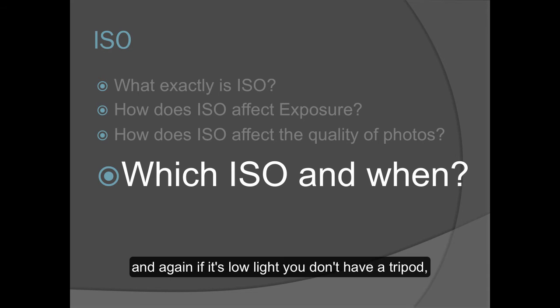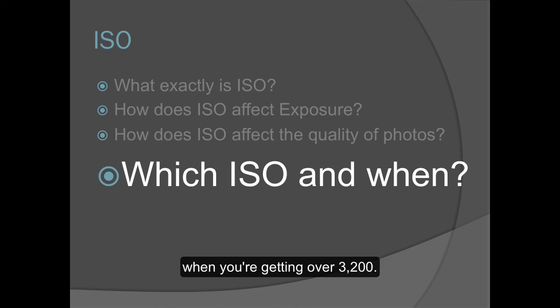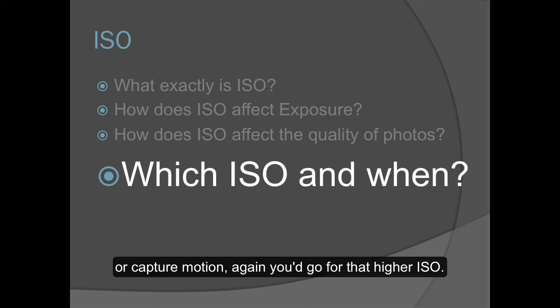And again, if it's low light and you don't have a tripod, you're not able to hold that shot steady. 3200 plus is low light conditions with artistic effect, and it's impossible to avoid the grain when you're getting over 3200. So higher ISO for low light, fast capture. If you want to react fast to changing conditions or capture motion, again, you'd go for that higher ISO.